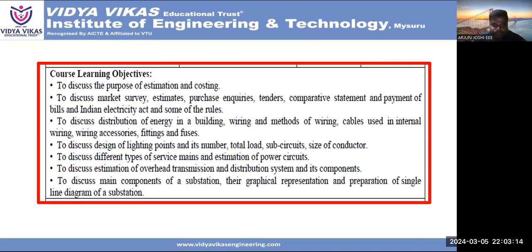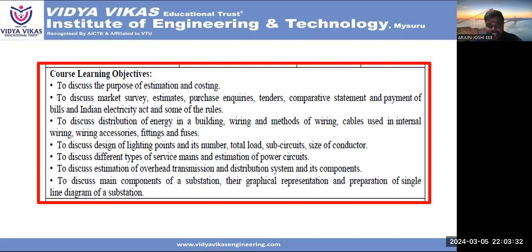Next one, and its number. What are all the numbers of points we need to consider? What do you mean by points, scheduling, everything? I am going to teach you guys. Total load, sub-circuit. What do you mean by total load? What do you mean by sub-circuit? Size of conductor, we need to understand.